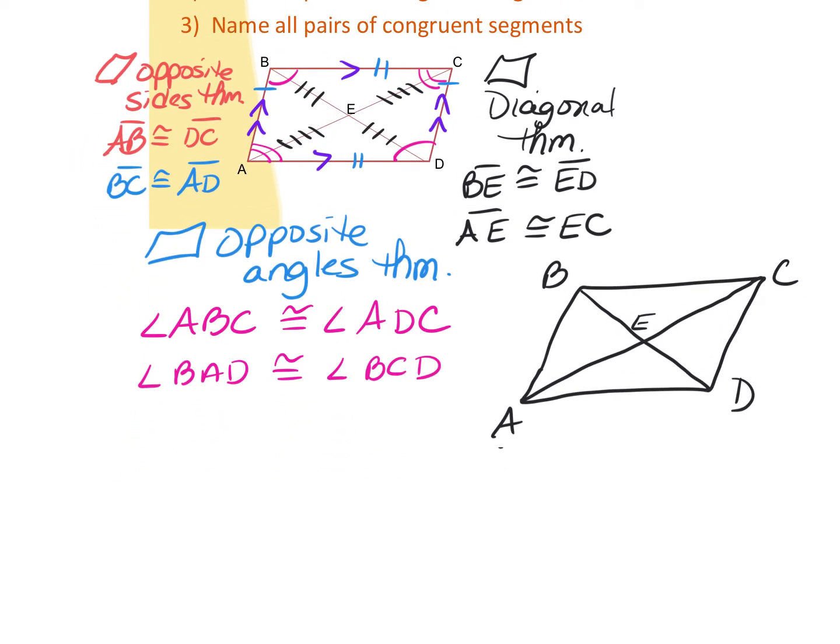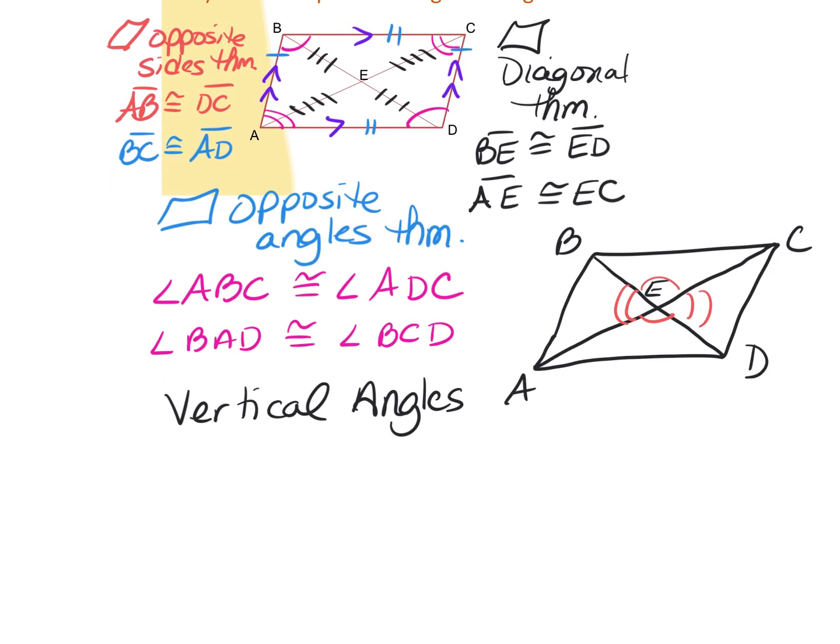So I've already done that using the theorem we just learned. My next one that I'm going to identify are the vertical angles in the picture. So I've got 2 pairs of vertical angles. I've got a pair right here surrounding the E, and then another pair on this side. And again, I need to name it with 3 letters. So for the first one, angle BEC, the top and the bottom, and angle AED.